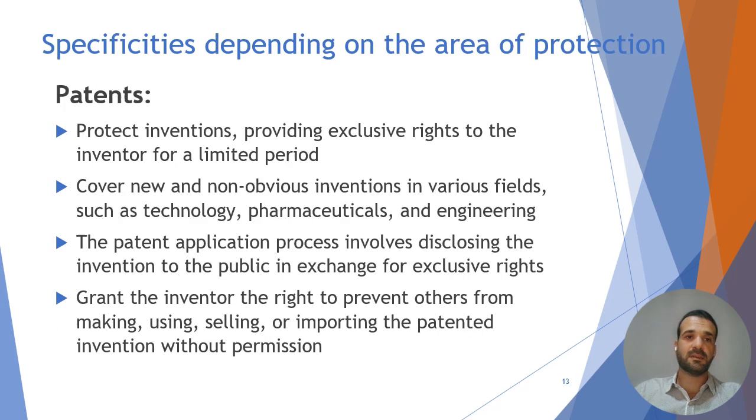Now we will discuss the specificities depending on the area of protection. So concerning patents, they protect inventions, providing exclusive rights to the inventor for a limited period. They cover new and non-obvious inventions in various fields such as technology, pharmaceuticals, and engineering. The patent application process involves disclosing the invention to the public in exchange for exclusive rights, and grants the inventor the right to prevent others from making, using, selling, or importing the patented invention without the permission of the creator.